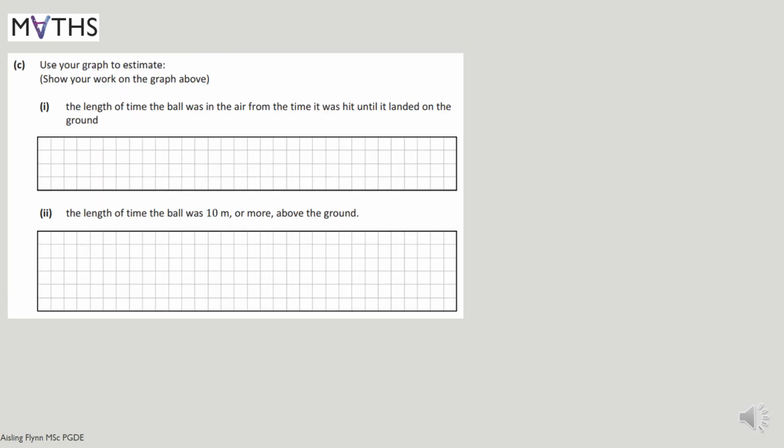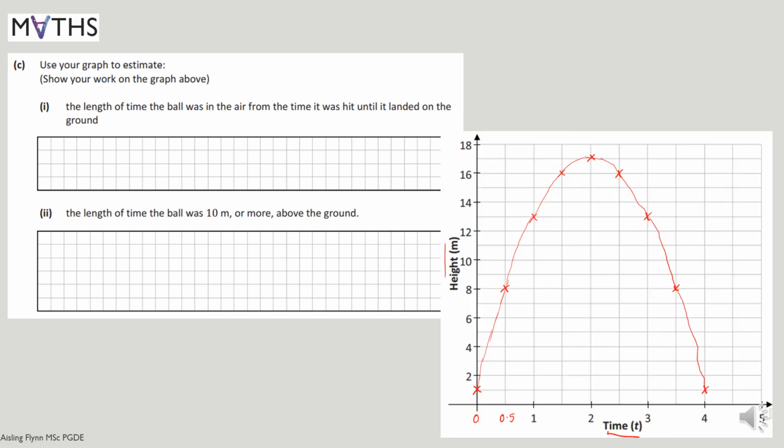So part C says use your graph to estimate the length of time the ball was in the air from the time it was hit until it landed on the ground. So we do need our graph, which is here. The length of time means we're going to get our answer from the x-axis, or the horizontal, because that's where time is. Now if we follow the track at 4 seconds, it's still at 1 meter high, so it hasn't landed on the ground. So this is where the word estimate comes in.